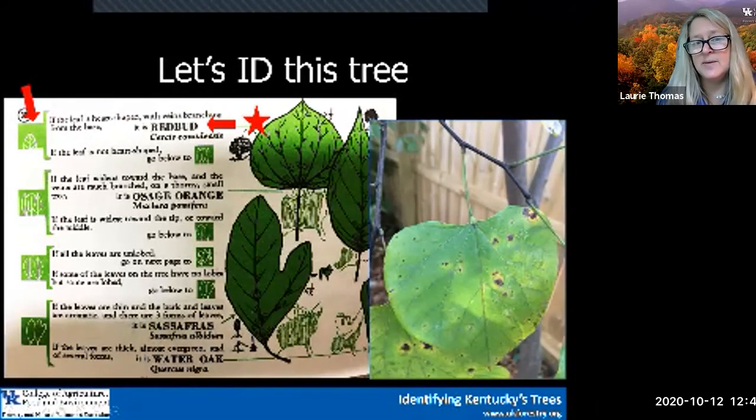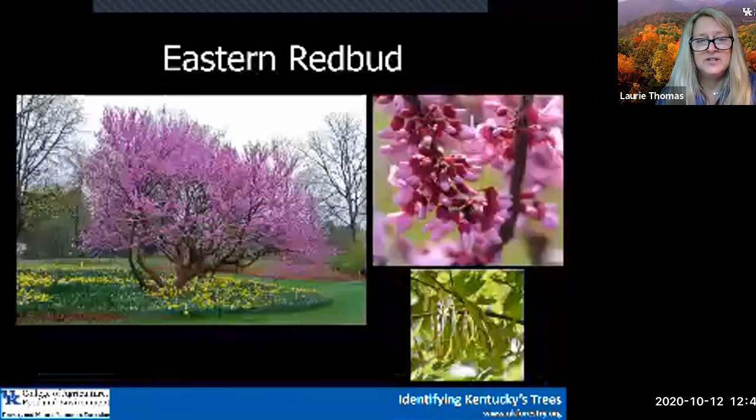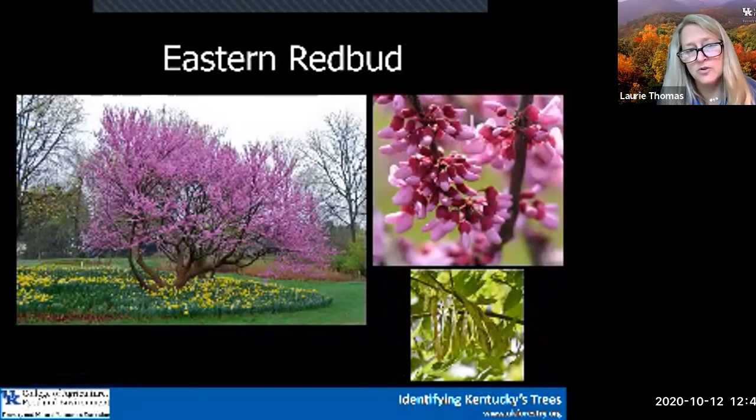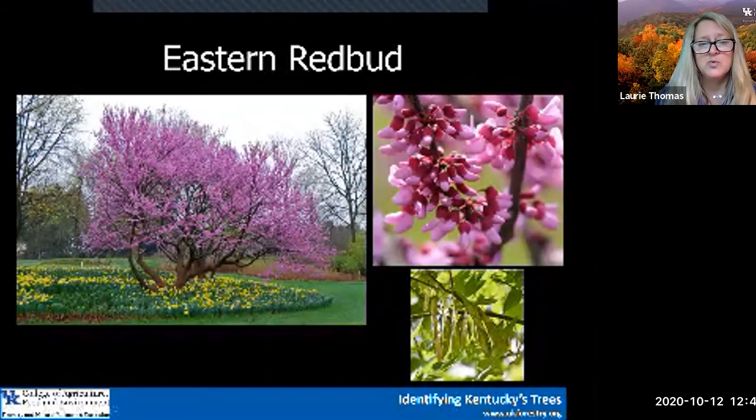And you can even compare your sample to the drawings that they have right here. So our Cercis canadensis, our redbud, eastern redbud. It's a great little understory tree. It's a great landscape tree. It's planted a lot. Beautiful spring flowers, one of the earliest to flower. And this time of year, we're seeing the heart-shaped leaves and their pea pods because it is in the legume or the Fabaceae family. So it is a legume and has pea pods on it. So our eastern redbud.